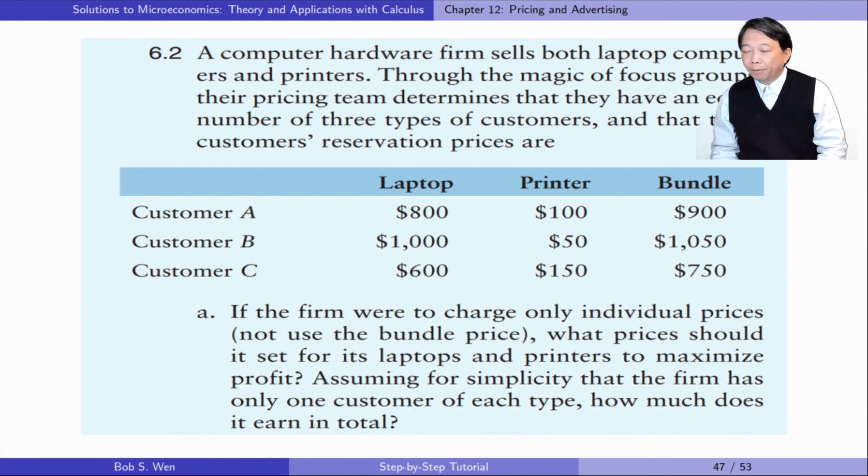In part A, if the firm were to charge only individual prices, what prices should it set for its laptops and printers to maximize profit? Assuming for simplicity that the firm has only one consumer of each type, how much does it earn in total?